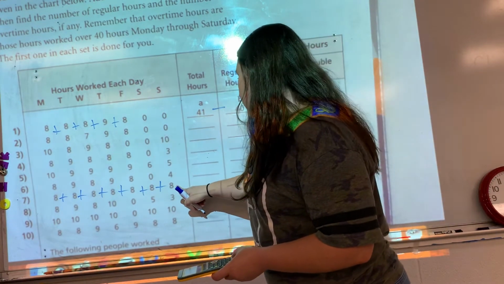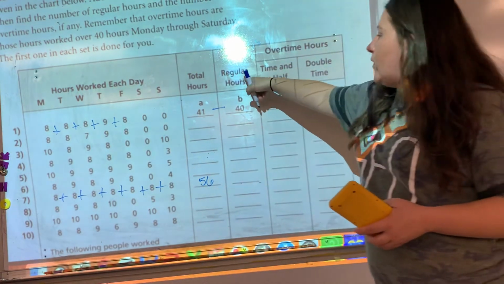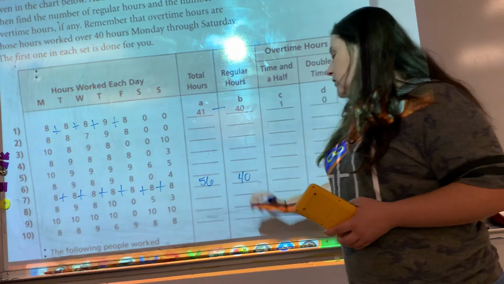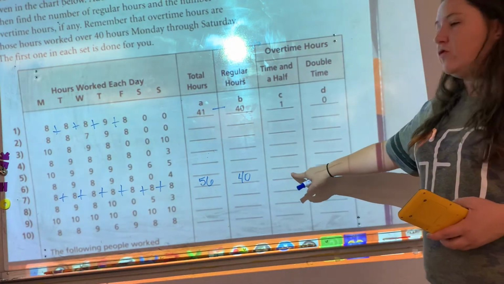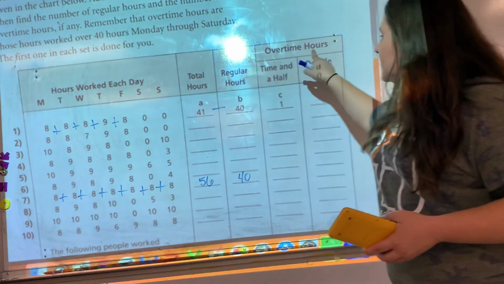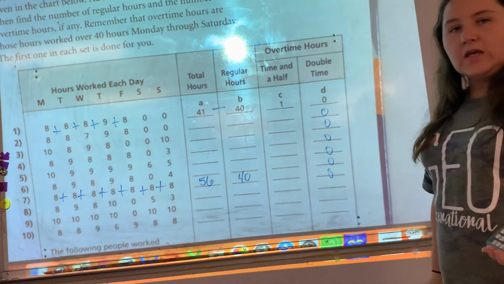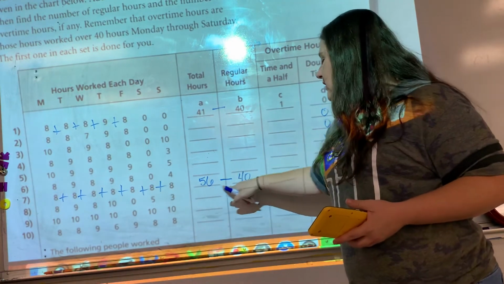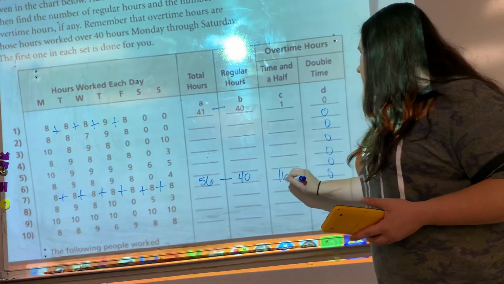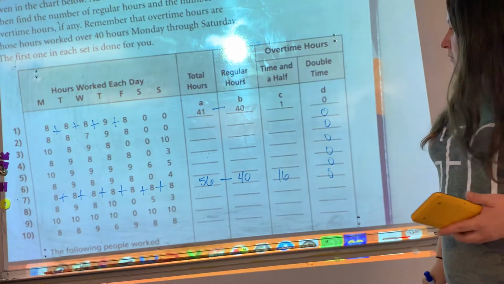So I'm going to come across: 56 hours. Well, the regular hours is 40 hours. If I work a regular 40 hours, then how much am I getting overtime? All of these in this first box will be a 0 for the double time. You're not getting double time in this first one. So all I have to do is subtract. 56 minus the 40 regular hours tells me that I worked 16 overtime hours. That's how you do the first box.